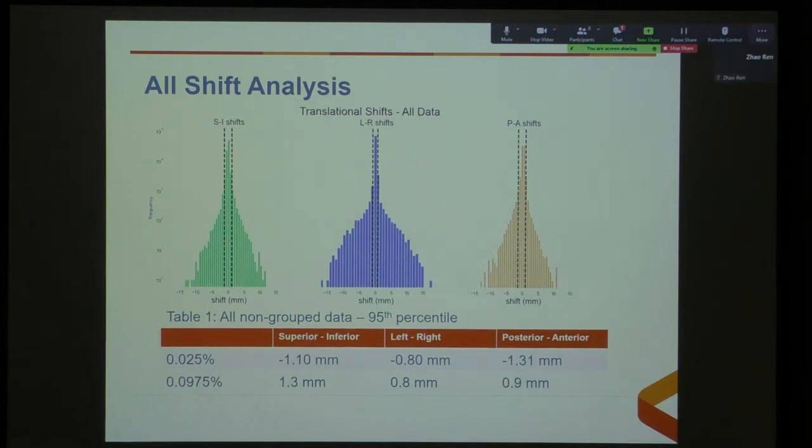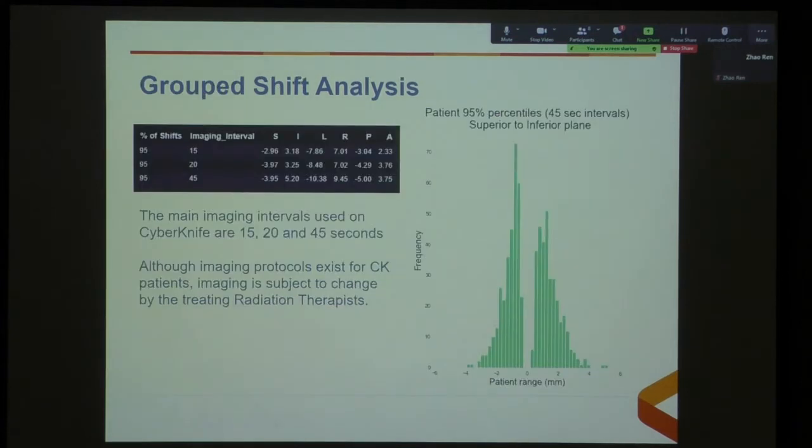This is a compilation of X, Y, and Z planes, of superior, inferior, left, right, posterior, anterior, of all the points in the data. This is great. It tells us that 95% of the shifts are within these points you can see here. However, just looking at this alone, we don't know which patients are making up these outside points. So this is good, but also it gives us limited information.